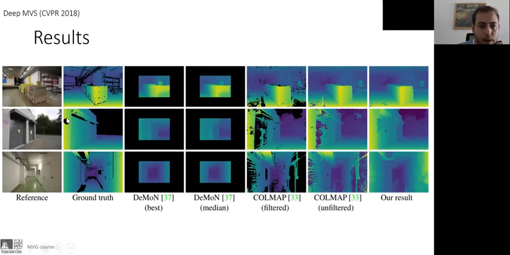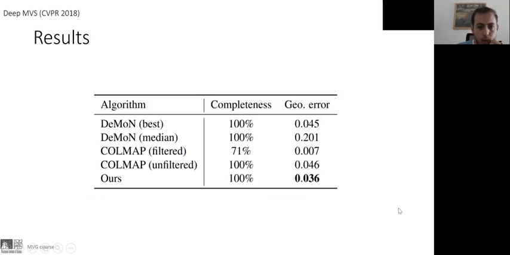Let's see some qualitative comparisons. So on the left, you can see the reference input image, the ground truth depth, the results by Demon, which is a method that can only use 2 images, so I'm not sure why they compare to it. And the results by Colmap, which we discussed, which has 2 versions, filtered and unfiltered, and their results. And qualitatively, you can see that they got the best results without filtering. If you filter with Colmap, they get more accurate results, but they throw away all the outliers, so it's less impressive.